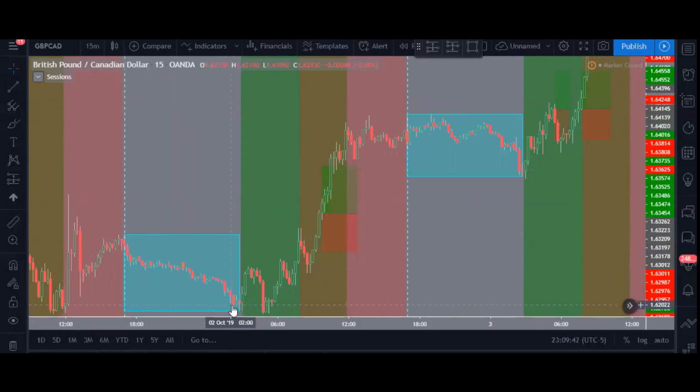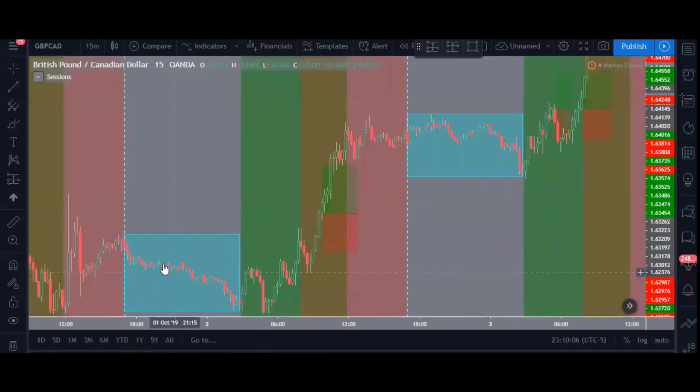Some people like to go with just bodies. I found out that sometimes it will get outside of that area, and this right here is a perfect example of that. If I was to draw just on body and wait for the break and close of that box, I would have gotten in for a sell here. Since I drew it on the wick, it didn't close far enough under for me to get into a trade on that. I'd be waiting for it to break further out of that.